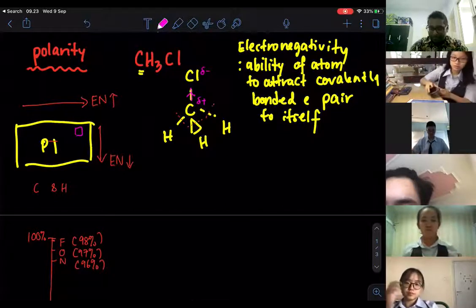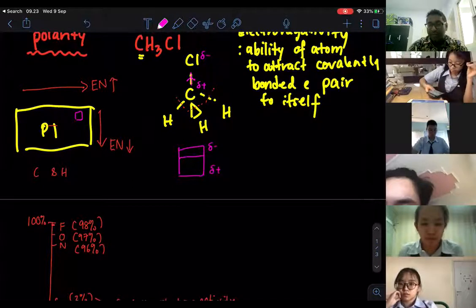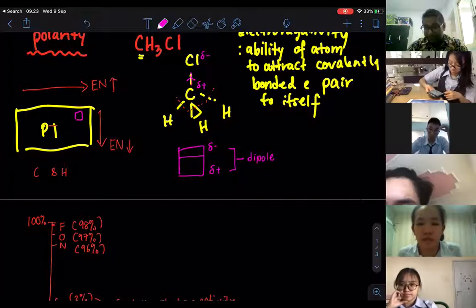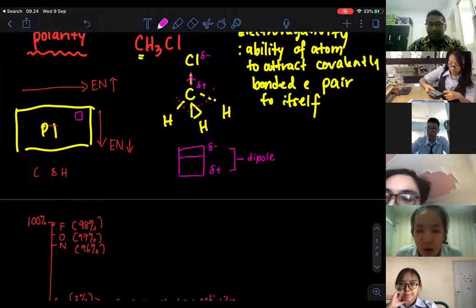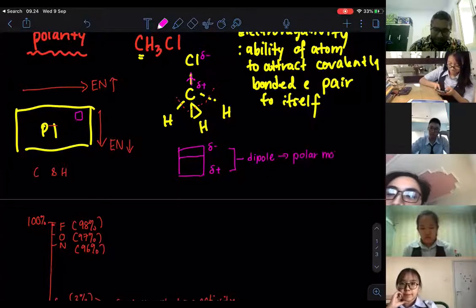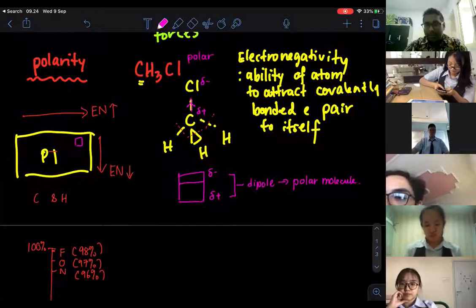So what happens if I put it in the form of, let's say, a molecule? It means the top part is going to be delta negative, the bottom part is going to be delta positive. Since you have this, we say a dipole is created. What is a dipole? Positive and negative. The moment the molecule has a dipole, we say that molecule is a polar molecule. Therefore, I can say that this molecule is polar. As simple as that.